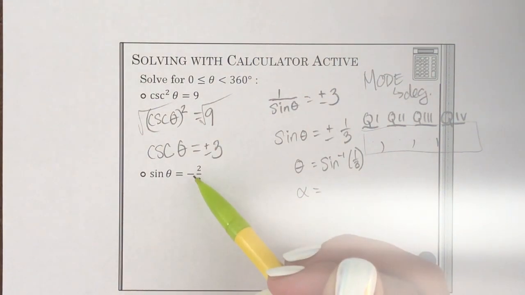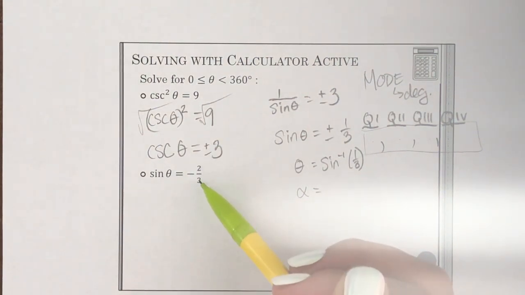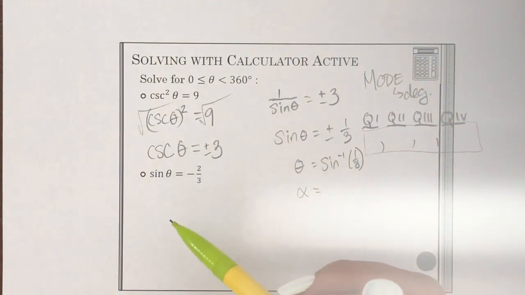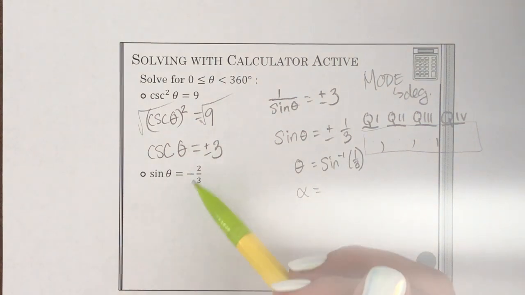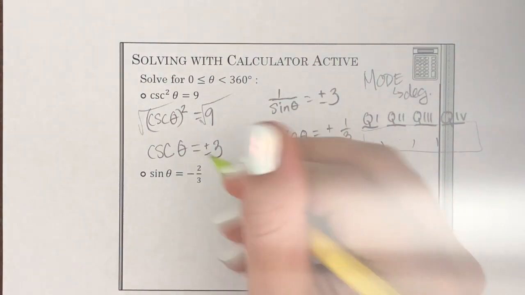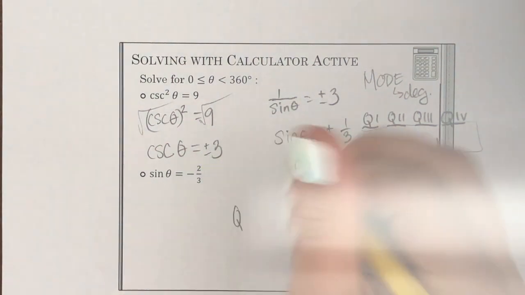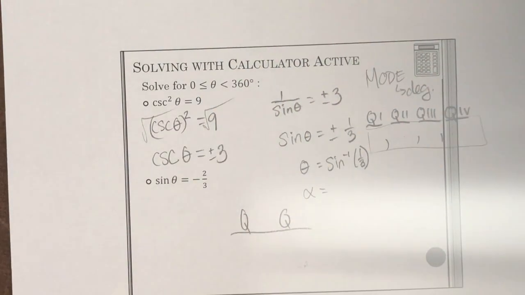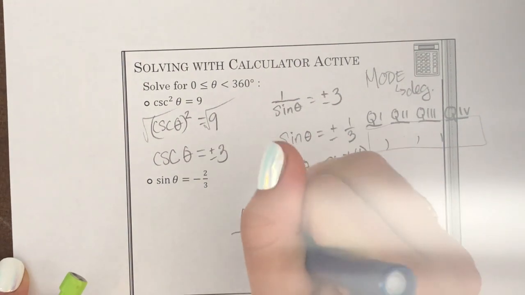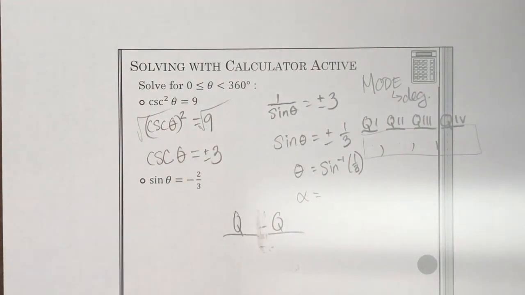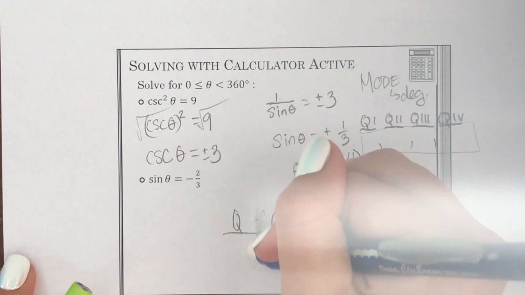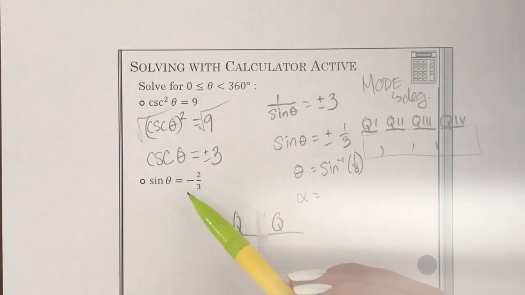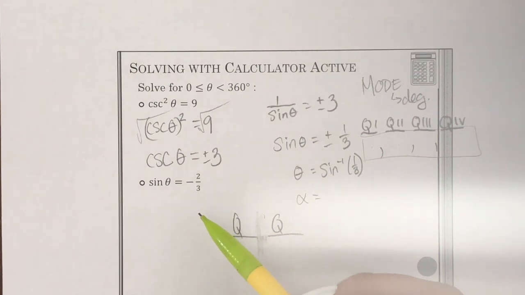Sine theta equals negative 2/3. So from here, right away, you can take the inverse sine of both sides. All right, and then figure out the quadrants. Since it's just negative, there's just going to be 2 quadrants. Figure out the 2 quadrants. So to figure out your reference angle, you would take the inverse sine of both sides. Now, if you take the inverse sine of a negative 2/3, it's probably going to give you a negative angle.